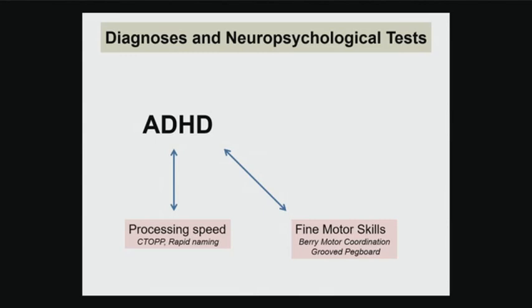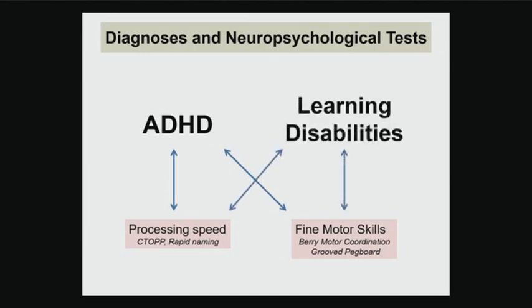However, you also tend to see problems with processing speed and fine motor skills, and certainly for the multiply exposed kids, we did see that. Same thing for learning disability. They also tend to have problems in processing speed and in fine motor skills. And again, we have a high proportion of kids in our retrospective work who exhibit both.